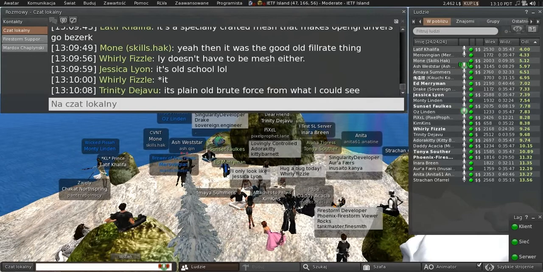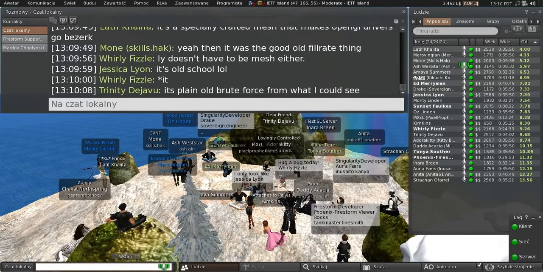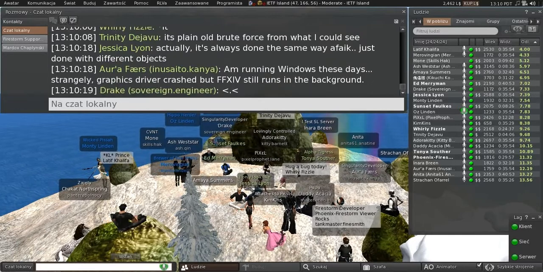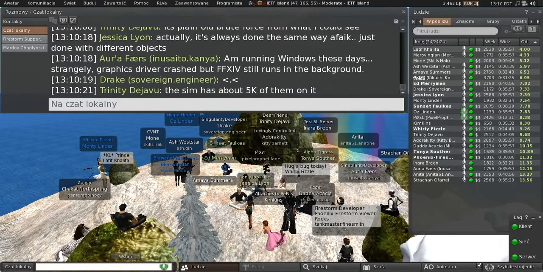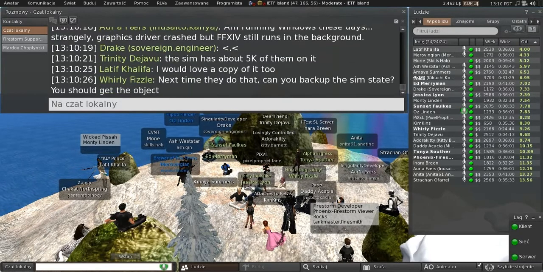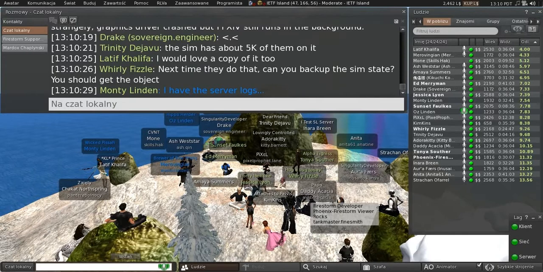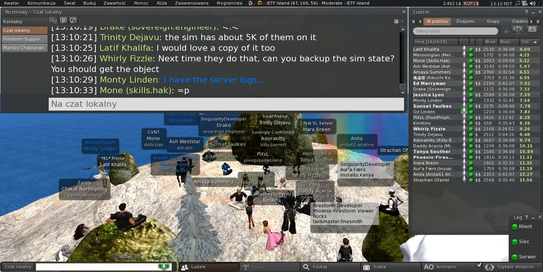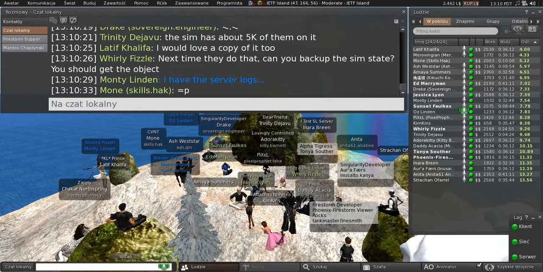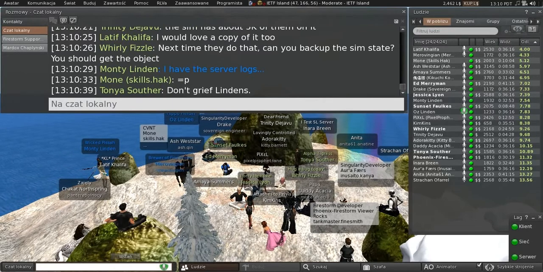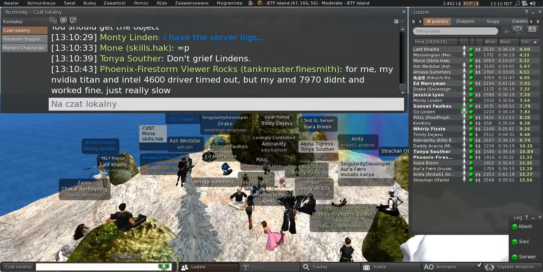Right. Okay. Well, here's a question. Does anyone actually have a copy of this object? I don't know, but I'll check with the support people. Yes, hands up, all you griefers, yeah? Yeah. Well, yeah, I mean, we need to... yeah, I'm sure we can find one.